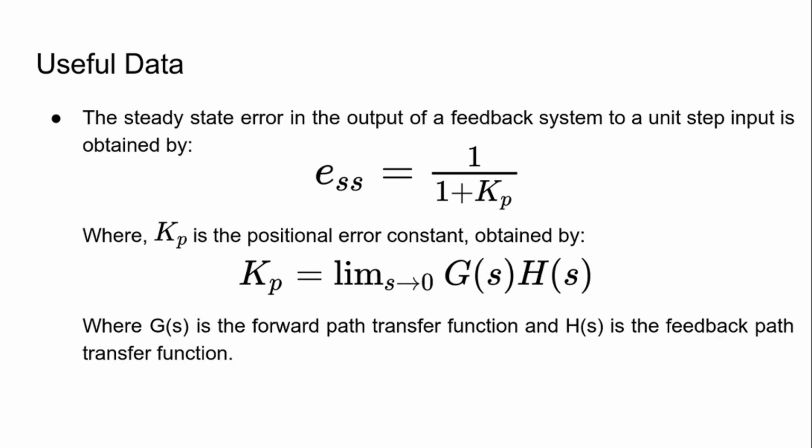The steady state error in the output of a feedback system to a unit step input is obtained by ESS equals 1 by 1 plus Kp, where Kp is the positional error constant obtained by Kp equals limit s tending to 0 G(s)H(s), where G(s) is the forward path transfer function and H(s) is the feedback path transfer function.